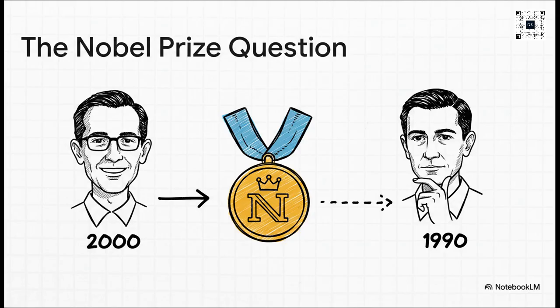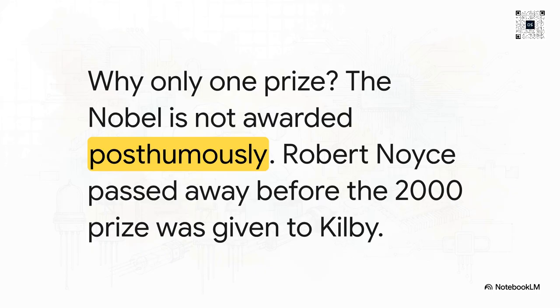Which, of course, brings up the Nobel Prize question. In 2000, Jack Kilby was awarded the Nobel Prize in physics for it. Alone. Why wasn't Noyce recognized with him? It's a sad but simple reason. The Nobel Prize cannot be awarded posthumously. Robert Noyce had passed away by the time the award was given in 2000. It was purely a procedural rule from the Nobel Foundation.